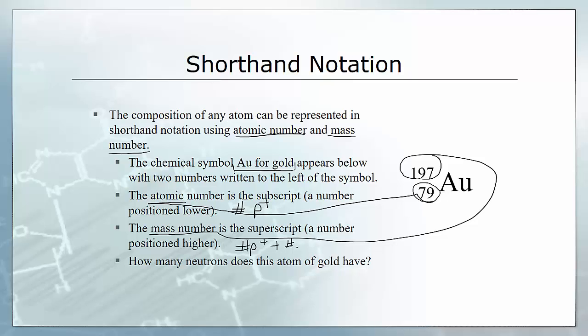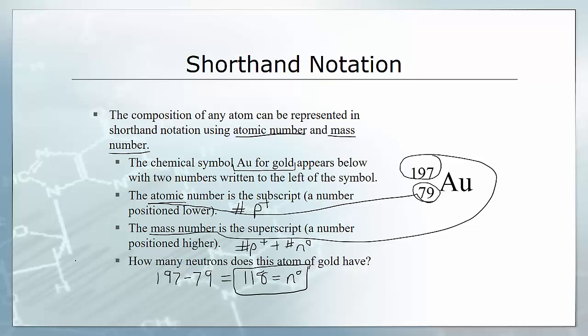So by knowing this is gold, 79, 197, we can find out how many neutrons this atom of gold has by simply taking the mass number of 197 and subtracting the number of protons, 79. If we subtract that out, we end up with 118. So there are 118 neutrons in this atom of gold. So then the question becomes, are there more isotopes of gold than just this? Right now, we're not going to worry about whether there are more isotopes of gold or not. There aren't. But this is the notation that you will need to use.